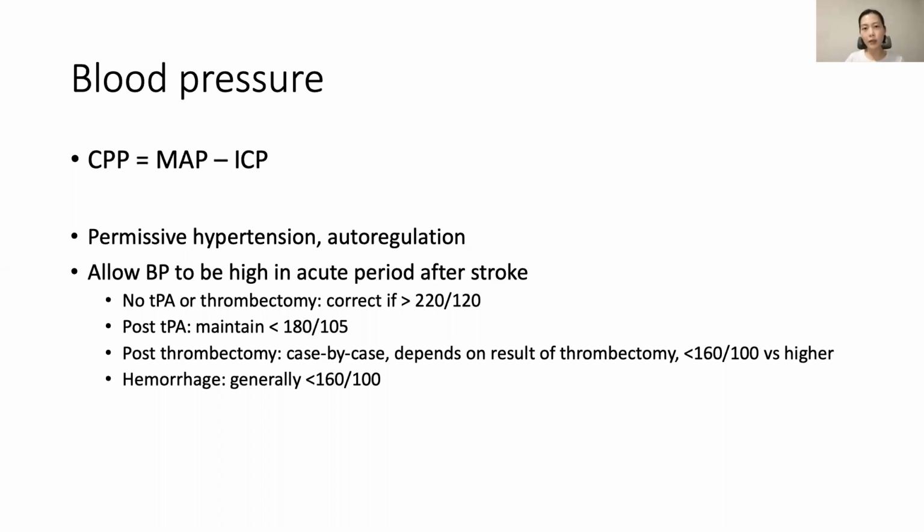After thrombectomy, it's a little bit case by case depending on the result of the thrombectomy, but if you have good reperfusion, then you want to aim for a slightly lower blood pressure to minimize the risk of reperfusion injury. But if you don't have good reperfusion, then you want to shoot for a slightly higher target so that you continue to perfuse the brain while it's dealing with the stroke. If you have a hemorrhage, generally, again, you want to get it somewhere between that 140 to 180 systolic blood pressure. Generally, 160, kind of going for the middle, would be a good rule of thumb for most cases.